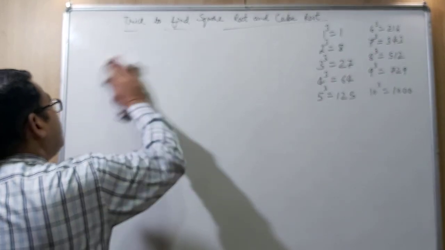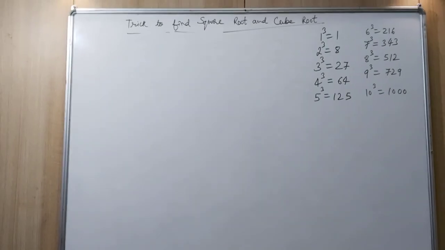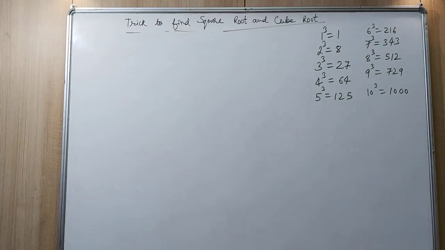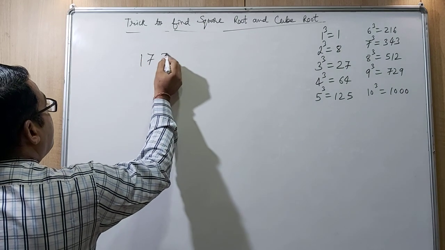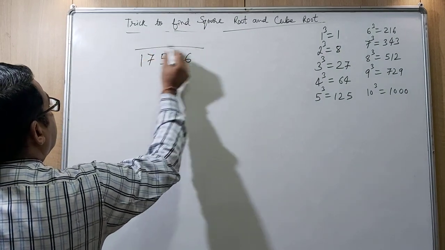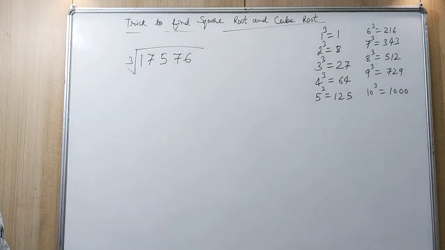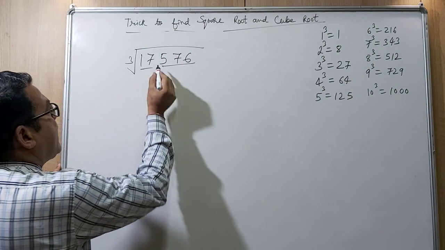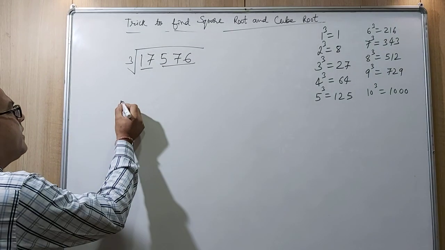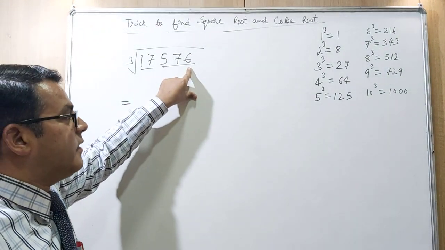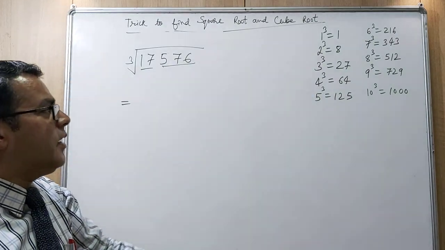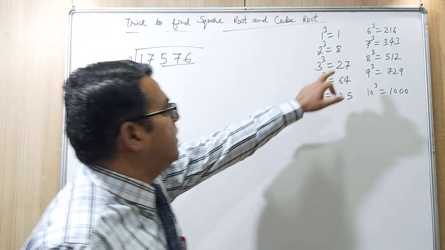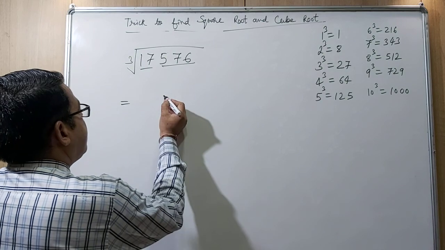59,319. One more example of a 5-digit number. This time I am taking 17576. This is also a big number, and we have to find the cube root of this number. So this is the first group, this is the second group. In the first group we have 6 at the unit place. Whose cube gives 6 at the unit place? Cube of 6 only. So we can write 6 here.